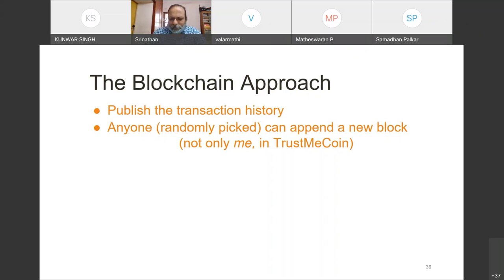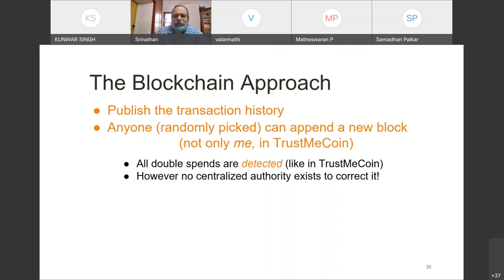So suppose you get this property somehow, then let us see what is the problem that is left to be solved. All double spends are detected because you can see that it's the same coin, you can see that it's not a chain basically. However, there is no centralized authority to correct it.